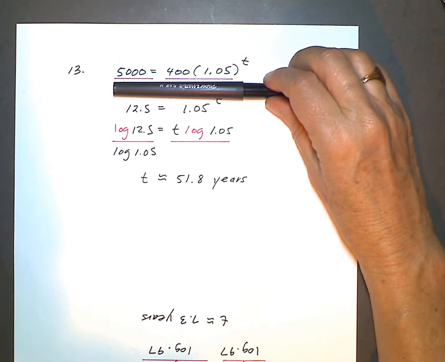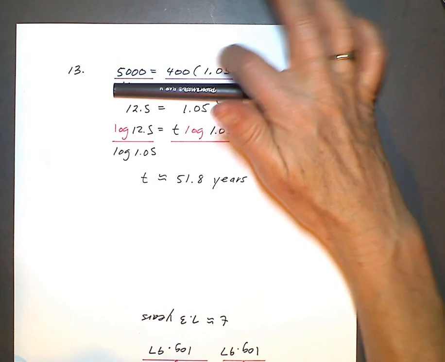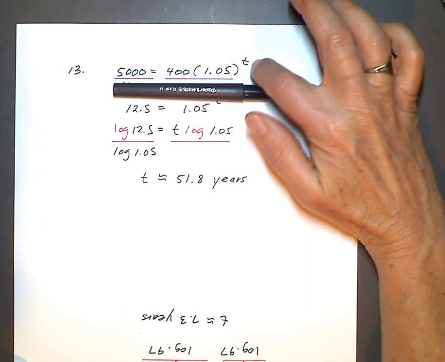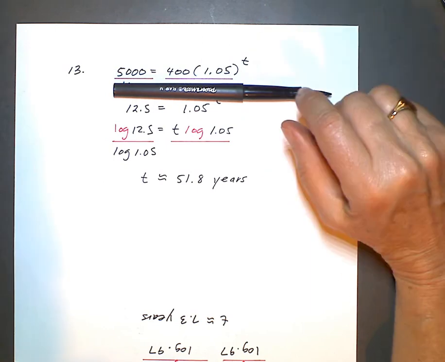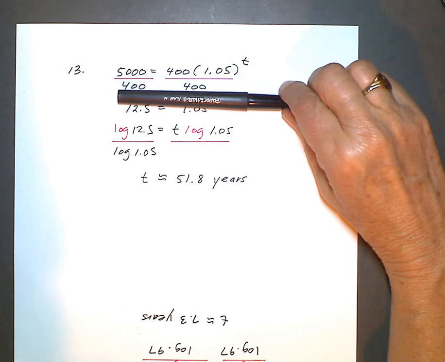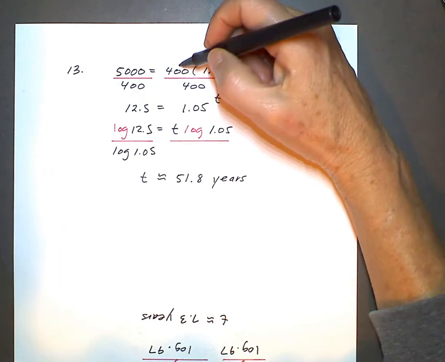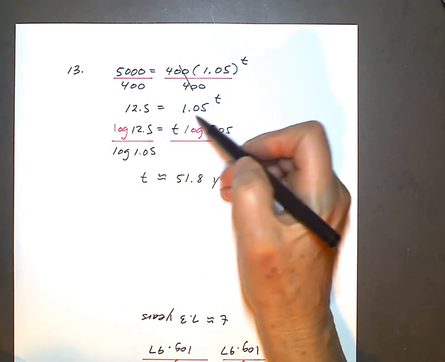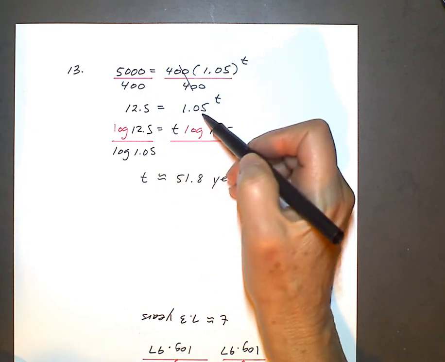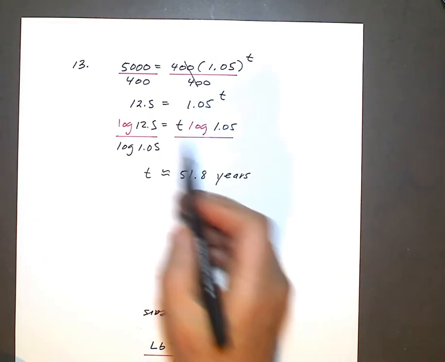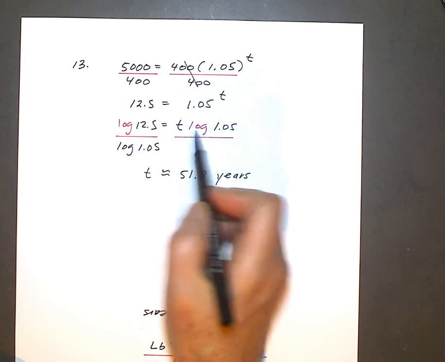So I want to isolate this exponential term so that I can take the log of both sides because, again, the unknown is in the exponent. So I need to get it down to solve it. But first I'm going to divide both sides by 400. So when I do that, I get 12 and a half on the left side is equal to 1 05/100 to the power of t. So now I take the log of both sides and bring that t down to the front.